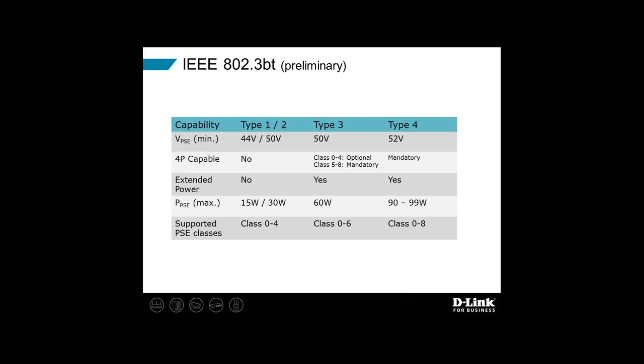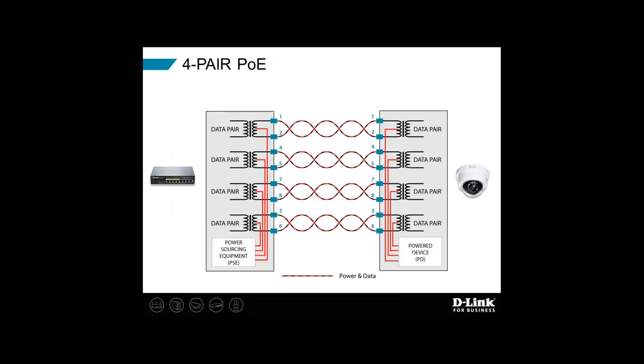There you see the maximum power of 60 watts for Type 3, 90 to 99, I believe, for a Type 4, and then different classifications, which is a way of further segmenting how much power is provided. Classification, I think, is a little bit beyond the scope of today's discussion. We'll save that for the next PoE 102.